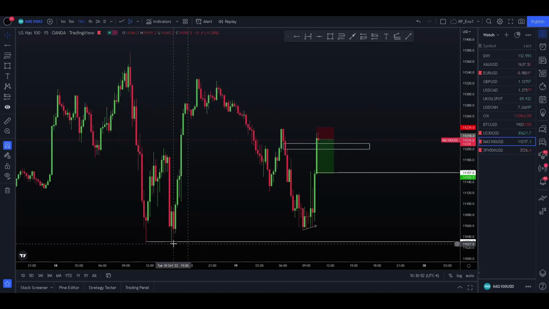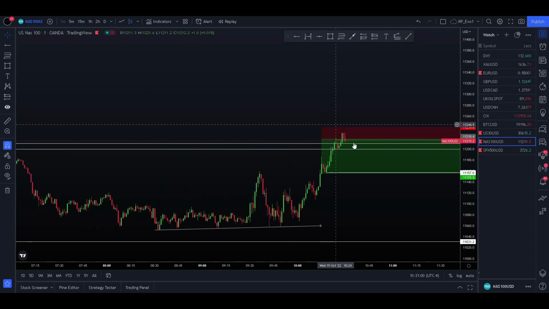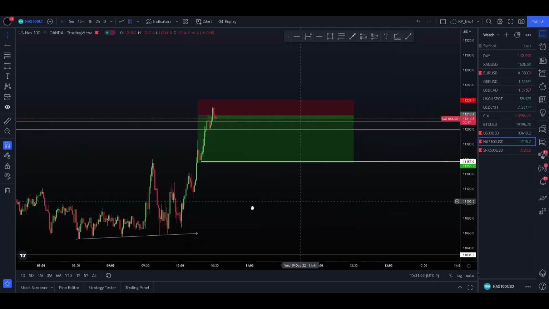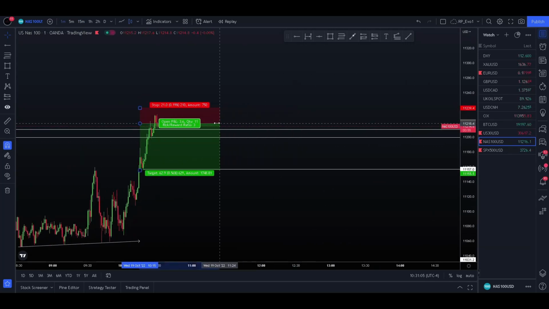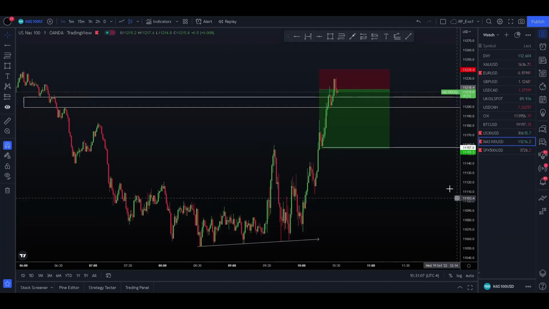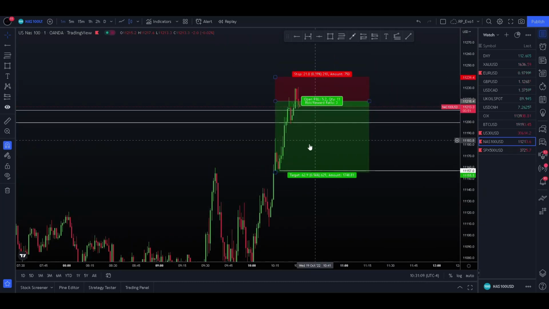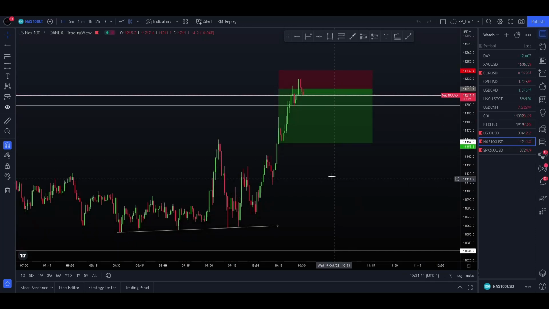Well, NASDAQ made the lower low, slightly lower, right? So for the PM session, this was a nice buying opportunity. And now, I believe this trade is not going to take a long time.